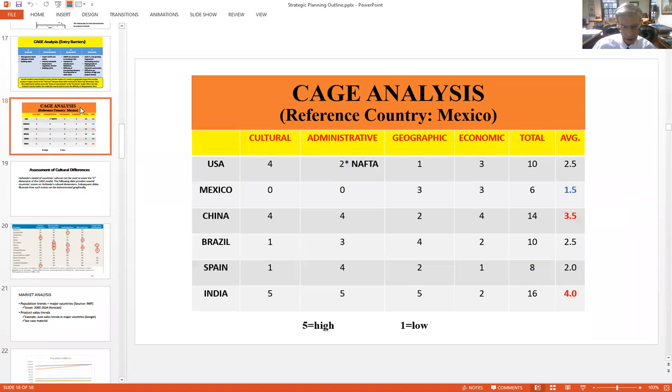But here's how we would take a look at the CAGE analysis. And again, what we saw in this analysis is that the barriers to entry into India and China were really high. They were really low in Mexico. And since this analysis was for CMEX, my question to this team is, how the heck did they get any kind of a reading at all on geography and economic differences?